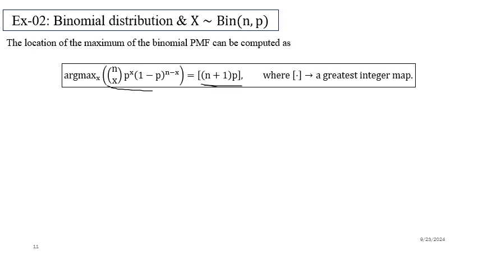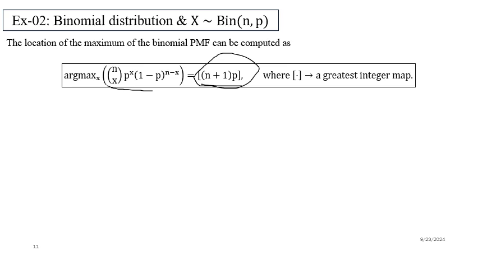This is the point where you will observe the maximum probability. The argmax, that's where you will observe the maximum probability, n plus 1 into p. You can verify that if p equals 0.5, then it would be the middle. What is the meaning of 0.5? 1 by 2, no? N plus 1, how many terms are there in binomial? How many random numbers are there in binomial? In case of a binomial random variable, it starts from 0 to n, so n plus 1.